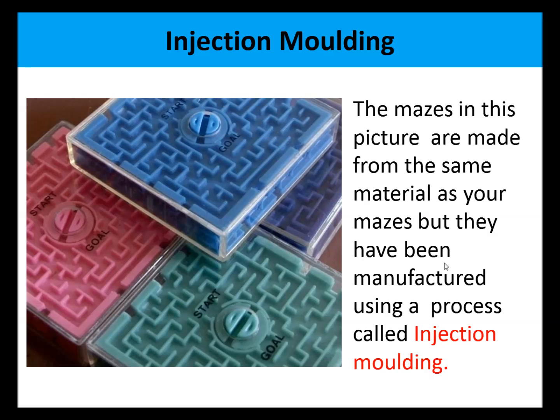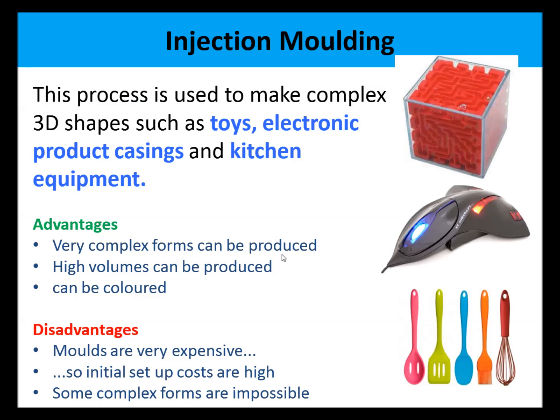Injection molding. Now the mazes in this picture are made from the same material as the vacuum forming. They're made from HIPS, but they've been manufactured using a process called injection molding. Injection molding is a different process. It is used to make more complex 3D shapes such as toys, electronic product casings and kitchen equipment. Here are some products that have all been injection molded.